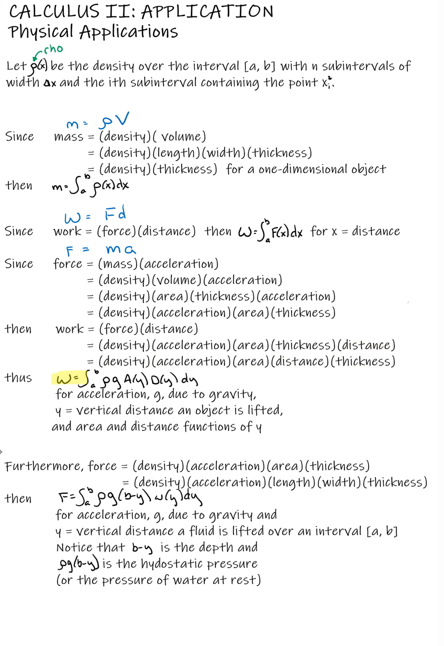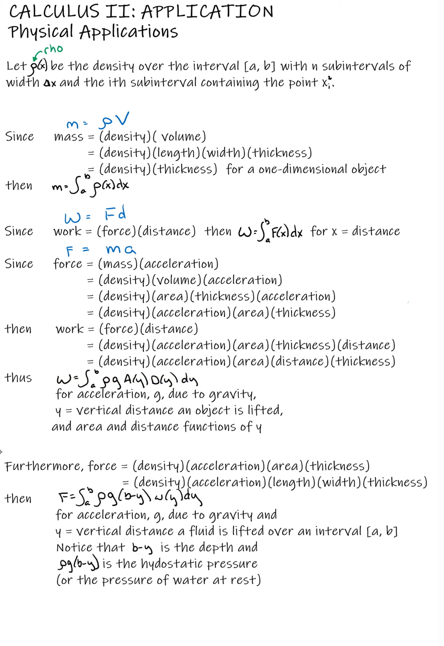So work is the integral from a to b of density, that's rho, times acceleration. Our acceleration is due to gravity, so we're going to use g there. Area is going to be a function of y, and distance is also a function of y, and then our thickness is a y value. So you'll notice I denote all of that here. Acceleration due to gravity, y is our vertical distance, so that's our thickness, and area and distance are functions of y. So that's where this whole thing comes from: rho times g times A of y times d of y dy.